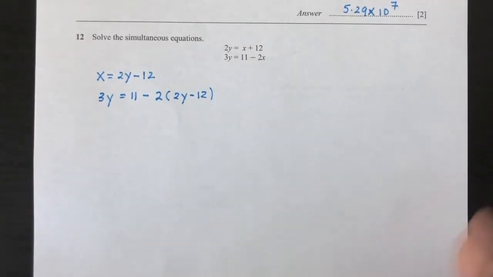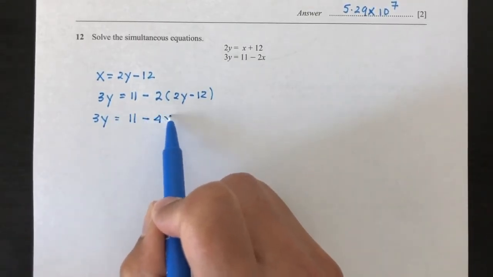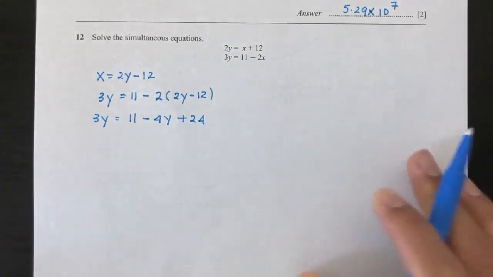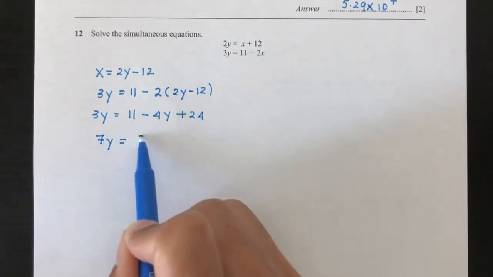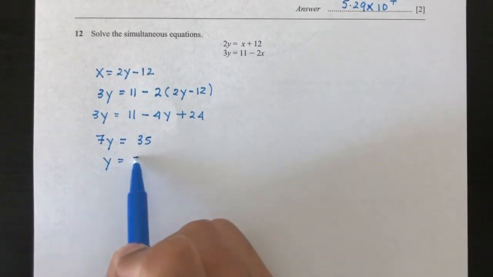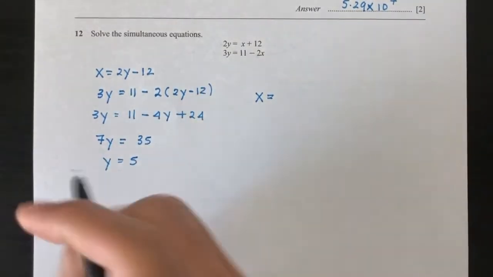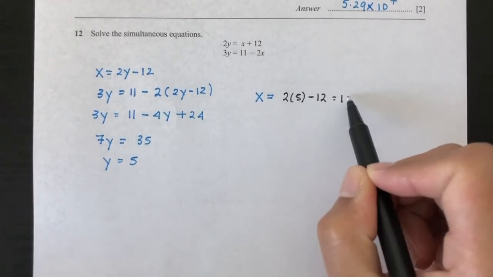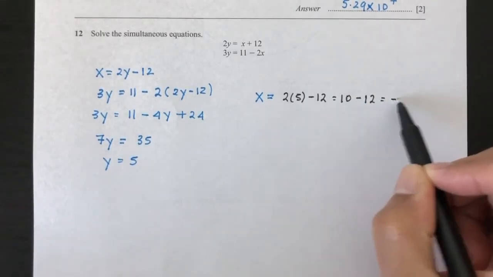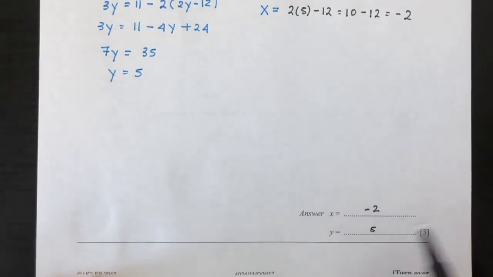Now we have to simplify. So 3y is equal to 11 minus 4y plus 24. Now let's send all the y to one side. You will have 7y over here, and this will become 35. So y will be 5. So we have to find the value of x. x will be 2 times y minus 12. So we know y is 5. That will be 10 minus 12, and that should give you minus 2. So your answer will be x equals minus 2 and y equals 5. That will be question number 12.